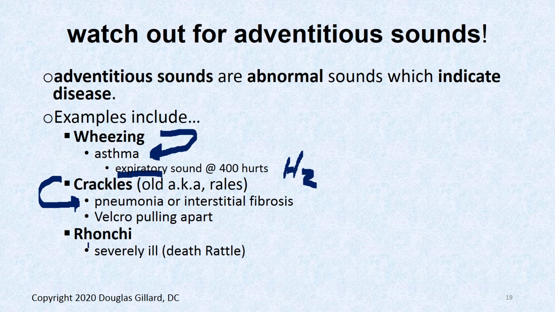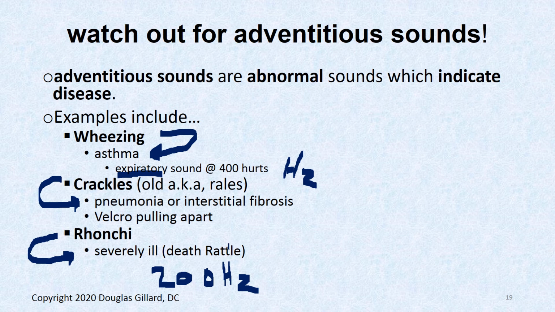And then they're trying to get rid of rhonchi because it's really not an adventitious sound. It's usually seen in people who are close to death and they don't have the power to clear the normal phlegm and mucus out of their tracheobronchial tree. That's why it's called the death rattle. It's about 200 hertz. It's a lower pitch sound. We'll go over these somewhere else. Maybe is it next week or maybe in lecture?